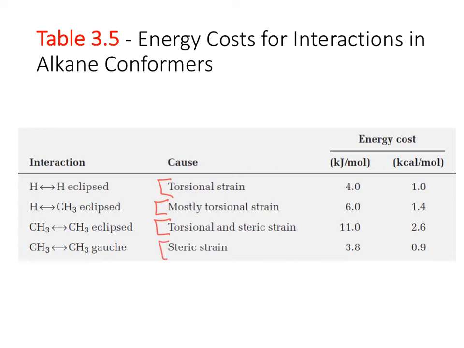And then in the gauche staggered, we get only steric strain. So the torsional strain is only in the eclipsed interactions, but the steric strain can be in both depending on what groups are eclipsed. And sometimes torsional strain is called eclipsing strain.